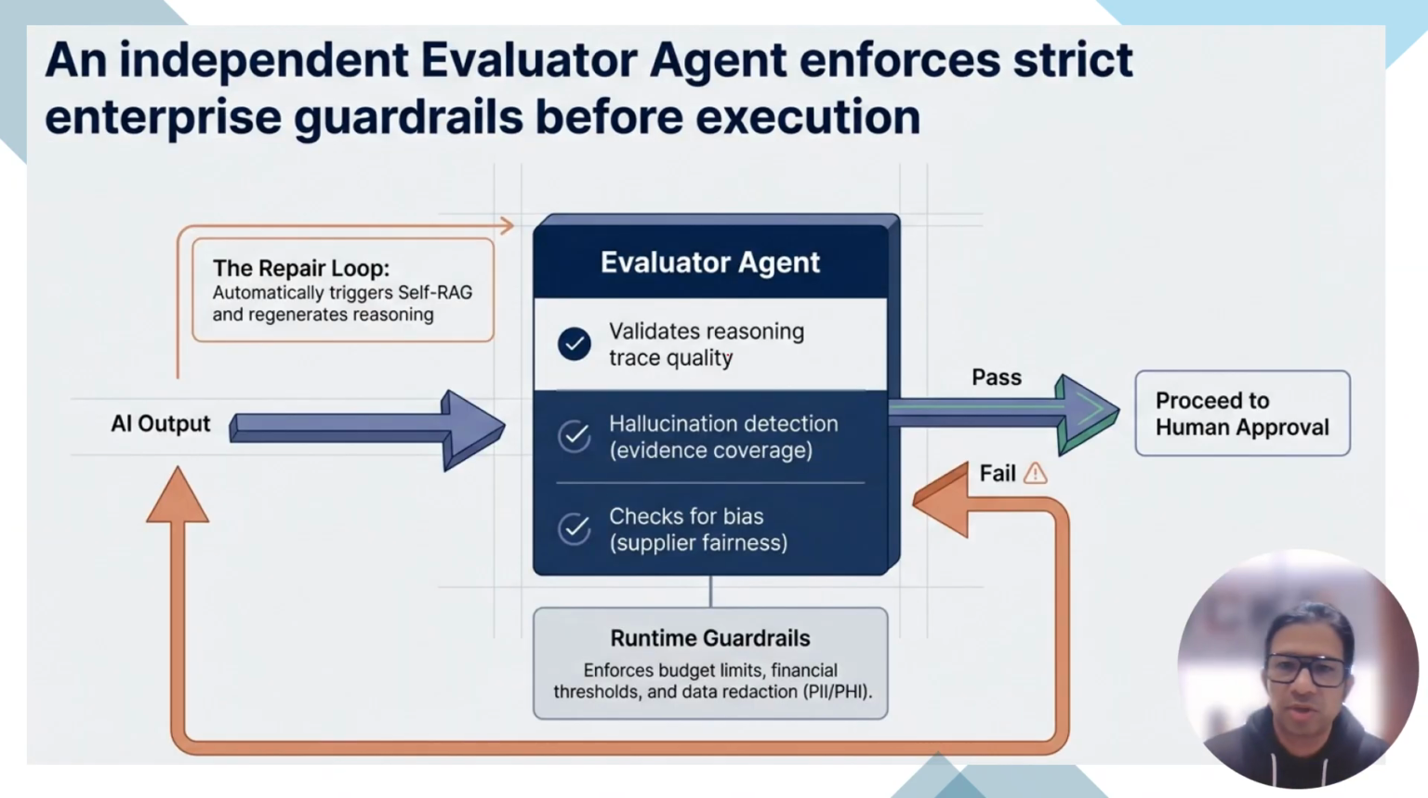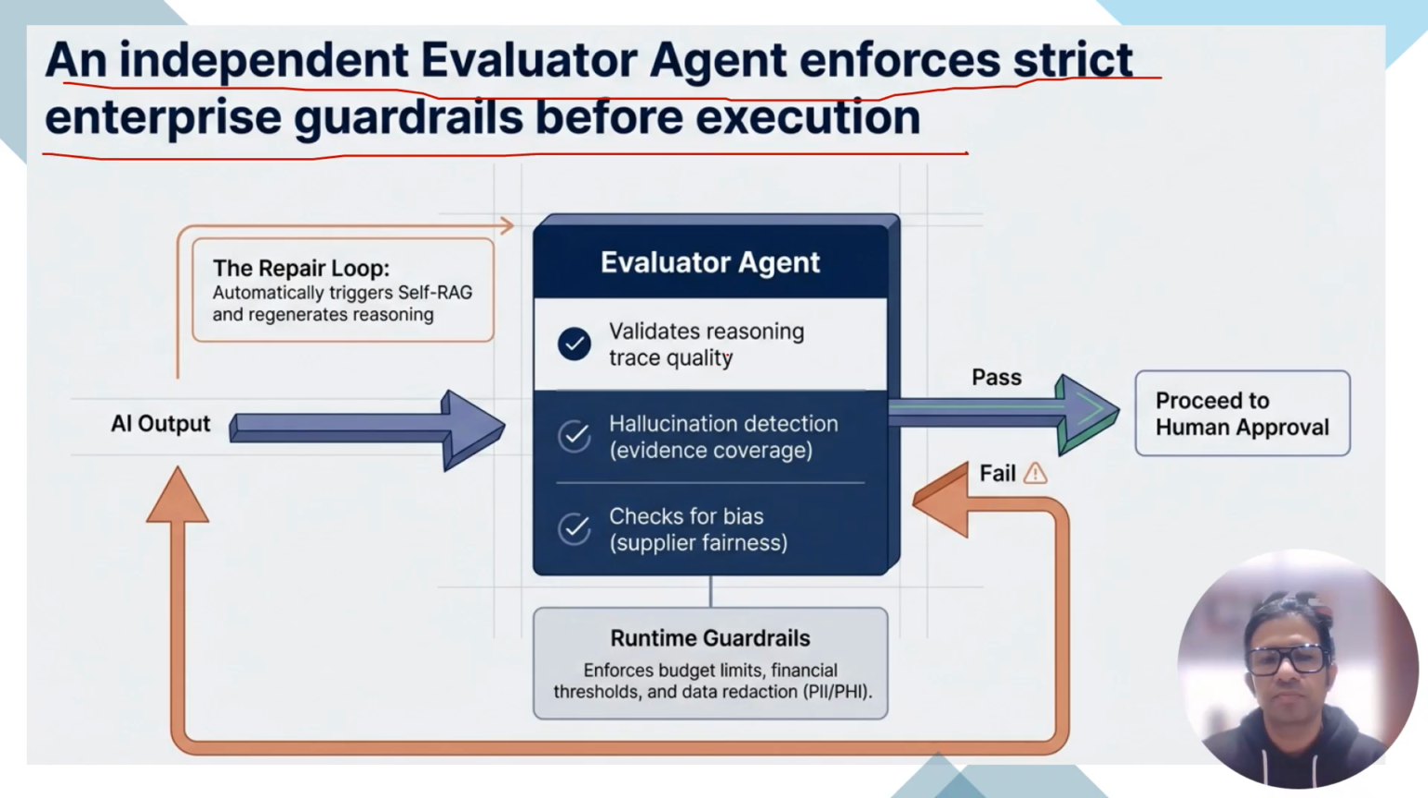All right. This slide is the enterprise trust layer. If you want a CTO, VP, or head of procurement to take this seriously, this is the slide that wins them. An independent evaluator agent enforces strict enterprise guardrails before execution. So the key phrase is independent evaluator. This one. Meaning the same agent that generates a recommendation should not be the one that approves itself. We need a separate evaluation layer. Just like real companies, we have checks and balances. Now follow the flag from left to right. See, like this.